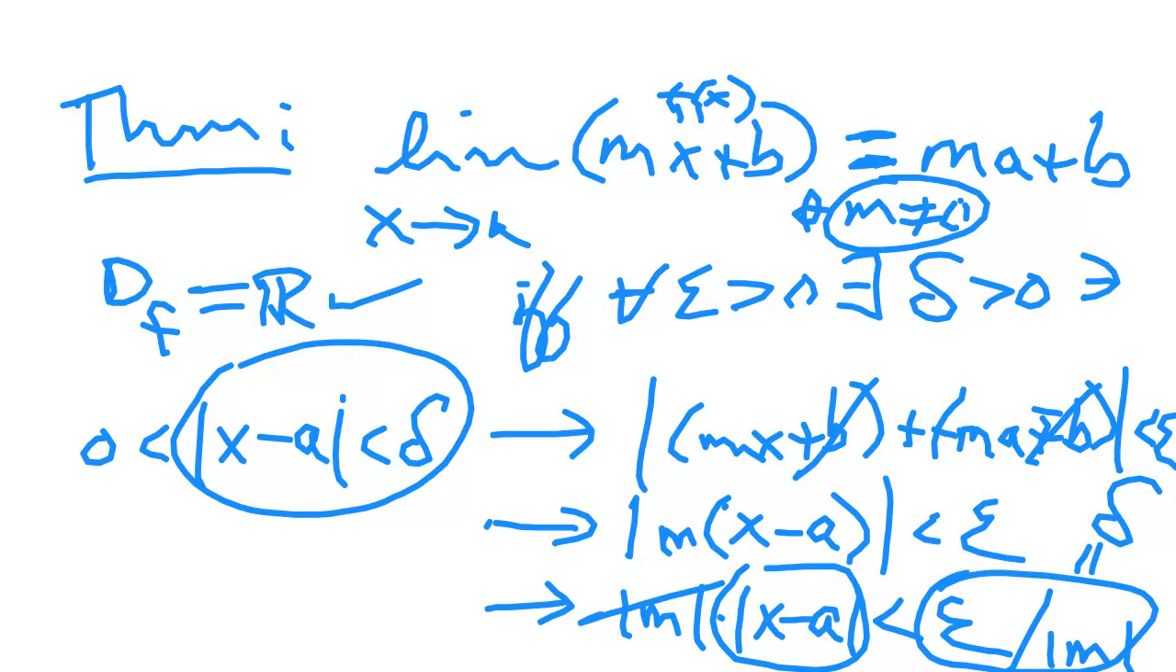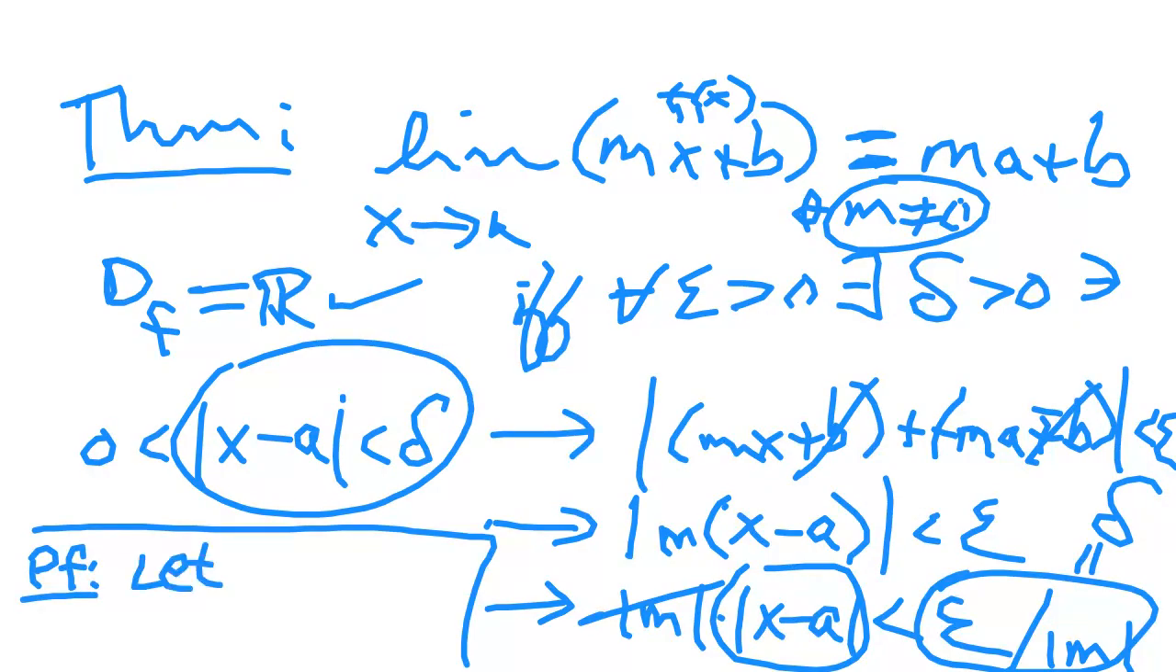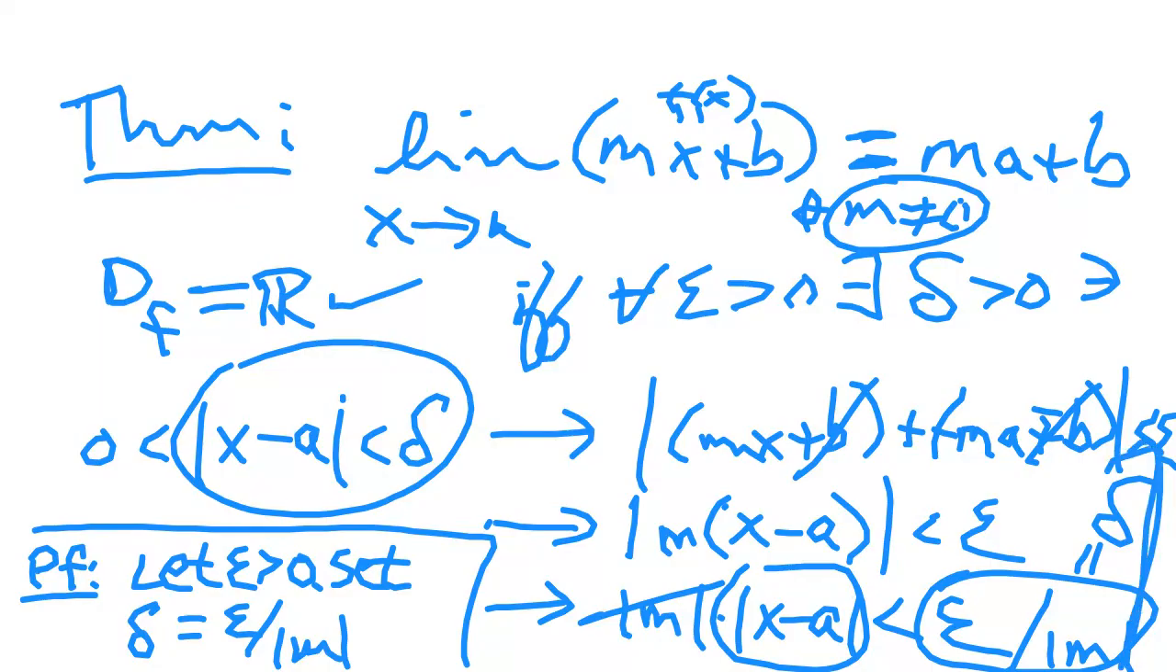So basically what we're going to do on the proof then, and I'm not going to go to a new page yet, but in the proof we do the let set. So remember the let set, so we're going to let epsilon be greater than 0, set delta equal to epsilon over the absolute value of m. Then this implies this, and we're going to work backwards.